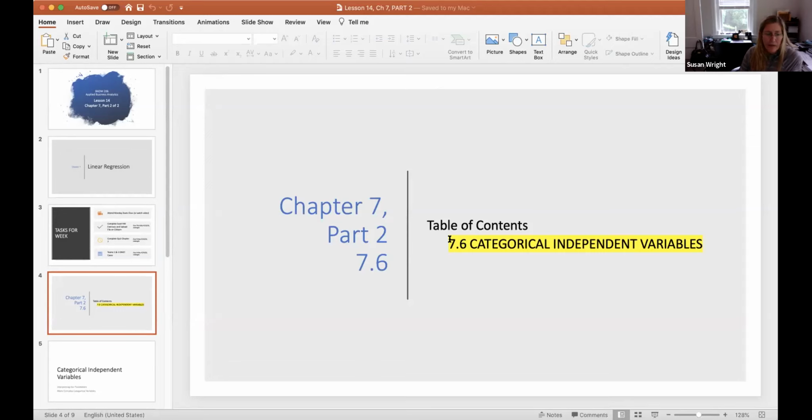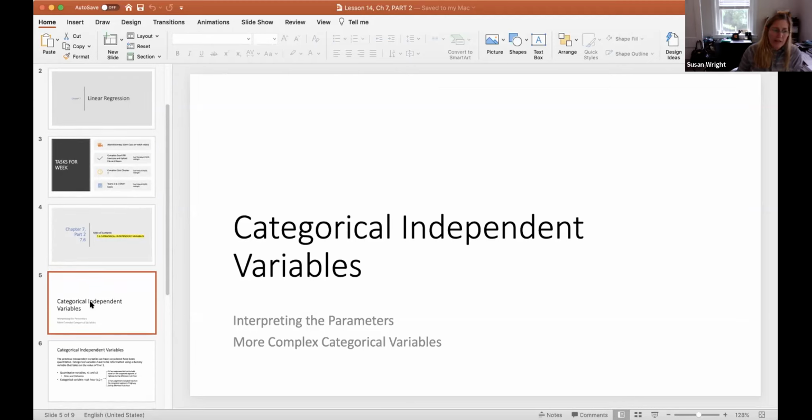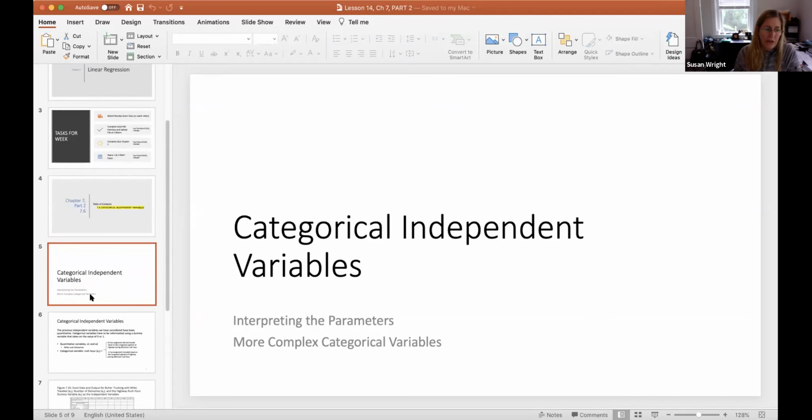That's the last unit of instruction in the book. Don't do 7.7 and 7.8. Skip them. We're going to be looking at the categorical independent variables and how we treat them in a regression analysis. It's actually pretty cool the way it works.